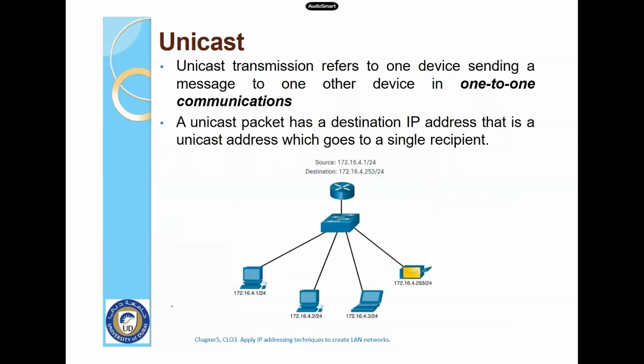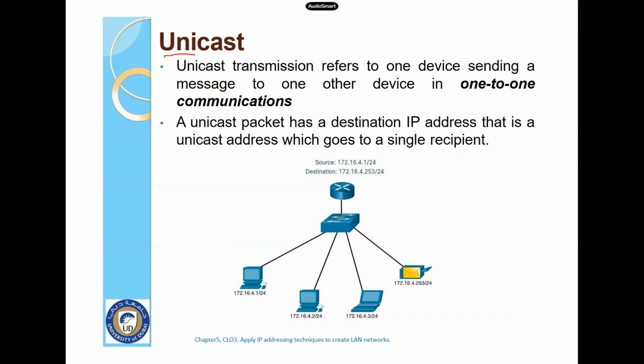Okay, now we're going to talk about how to deliver a message from one location to another. So there are modes of transmission. There is something called unicast. From the name, uni means single. Unicast is sending from one host to another host, one device sending a message to another device, one-to-one.